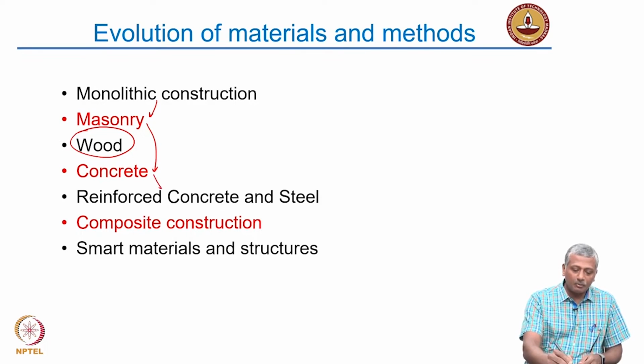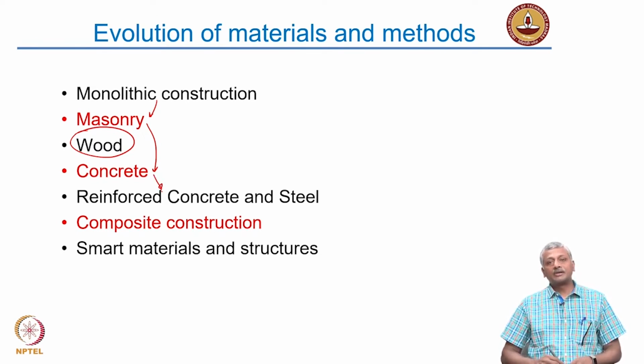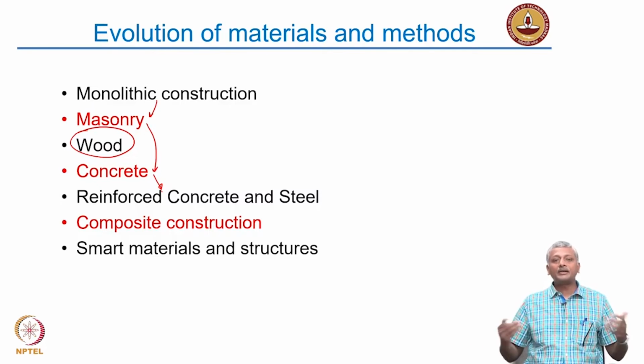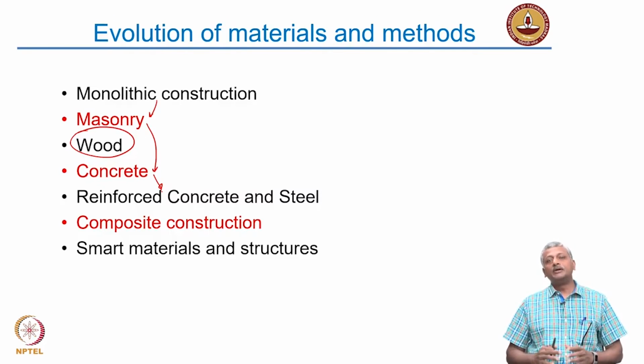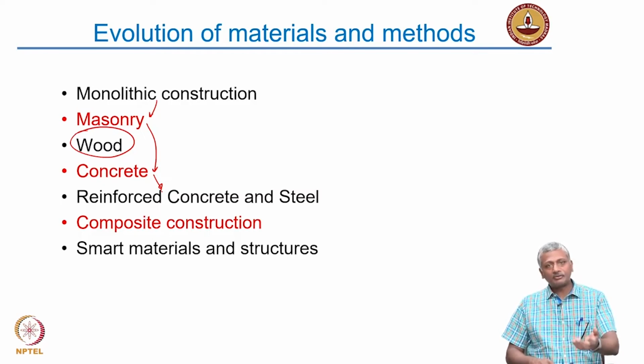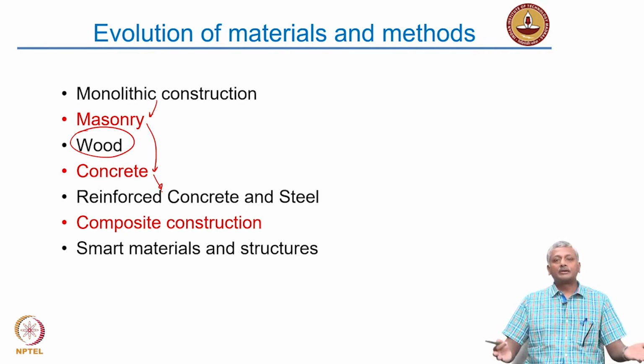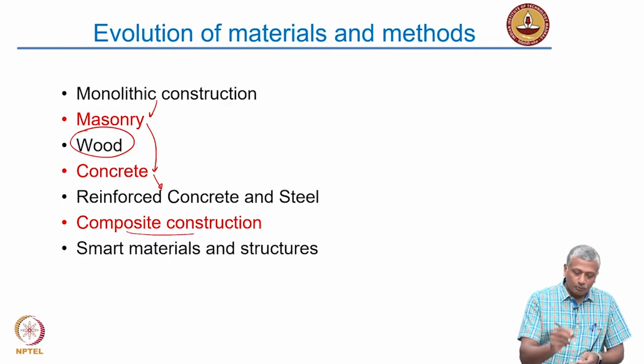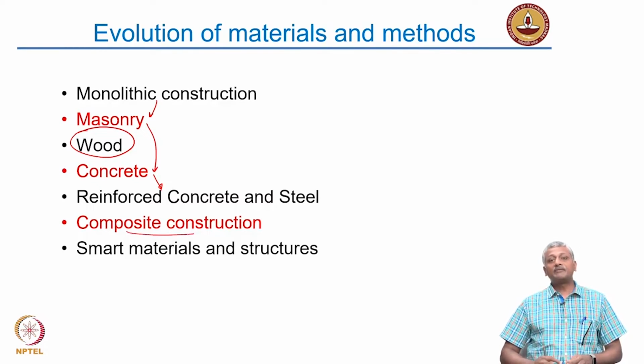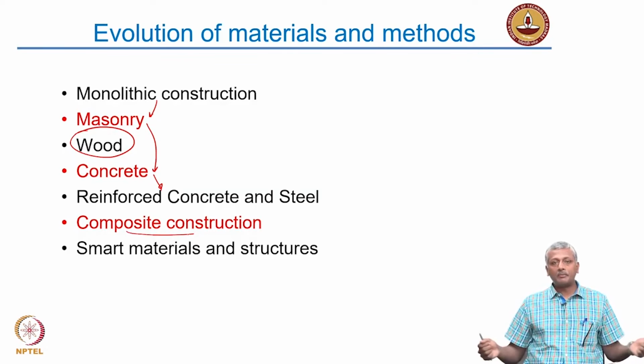From concrete, we moved on to reinforced concrete and steel, essentially looking at how to combine concrete and steel in the best possible manner to get a good composite action. That is the basis of reinforced concrete. And then of course, we also started using steel buildings. We also started doing construction with steel itself. In the modern era, we have moved towards composite construction, where we maximize the benefit out of the combination of two dissimilar type of materials.